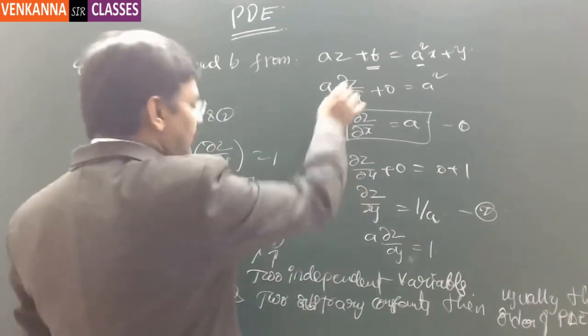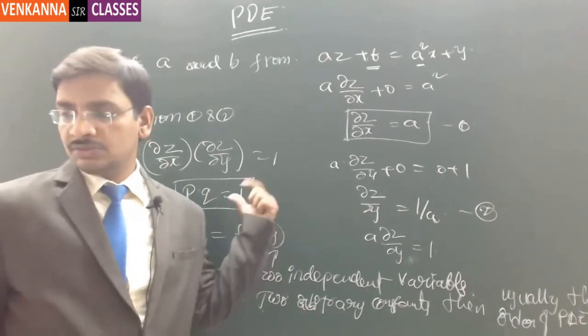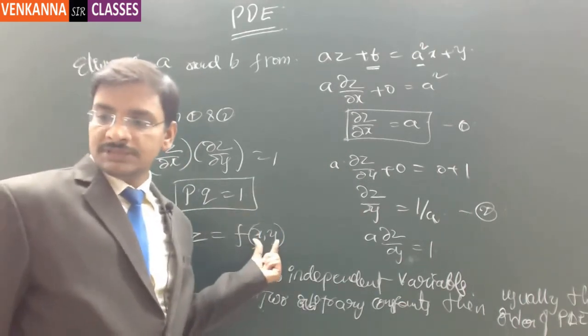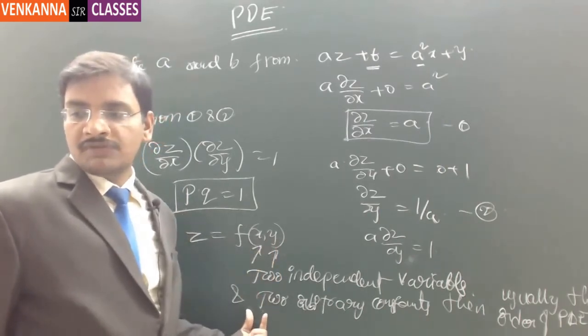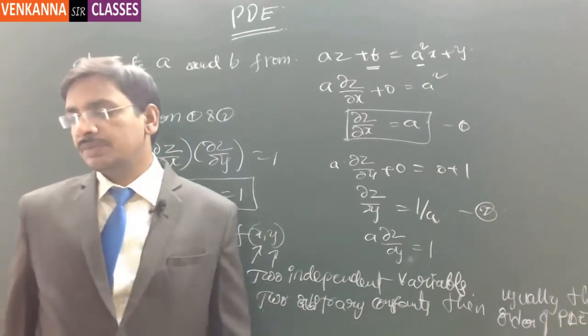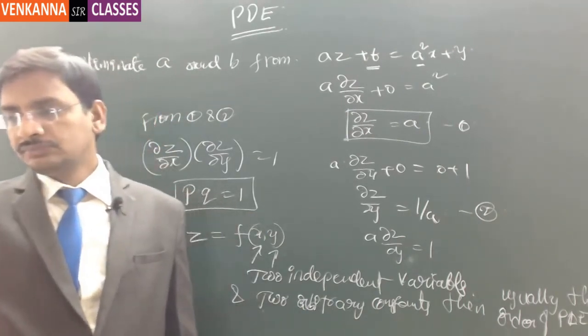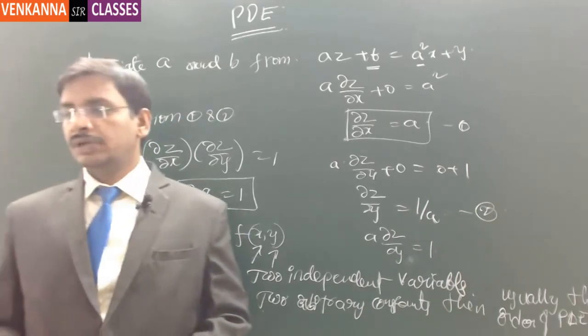So when there are two independent variables and two arbitrary constants, usually the number of independent variables is exactly equal to the number of arbitrary constants. Then the order of the differential equation is 1. So this is one principle. Got it? Note down this. Noted?